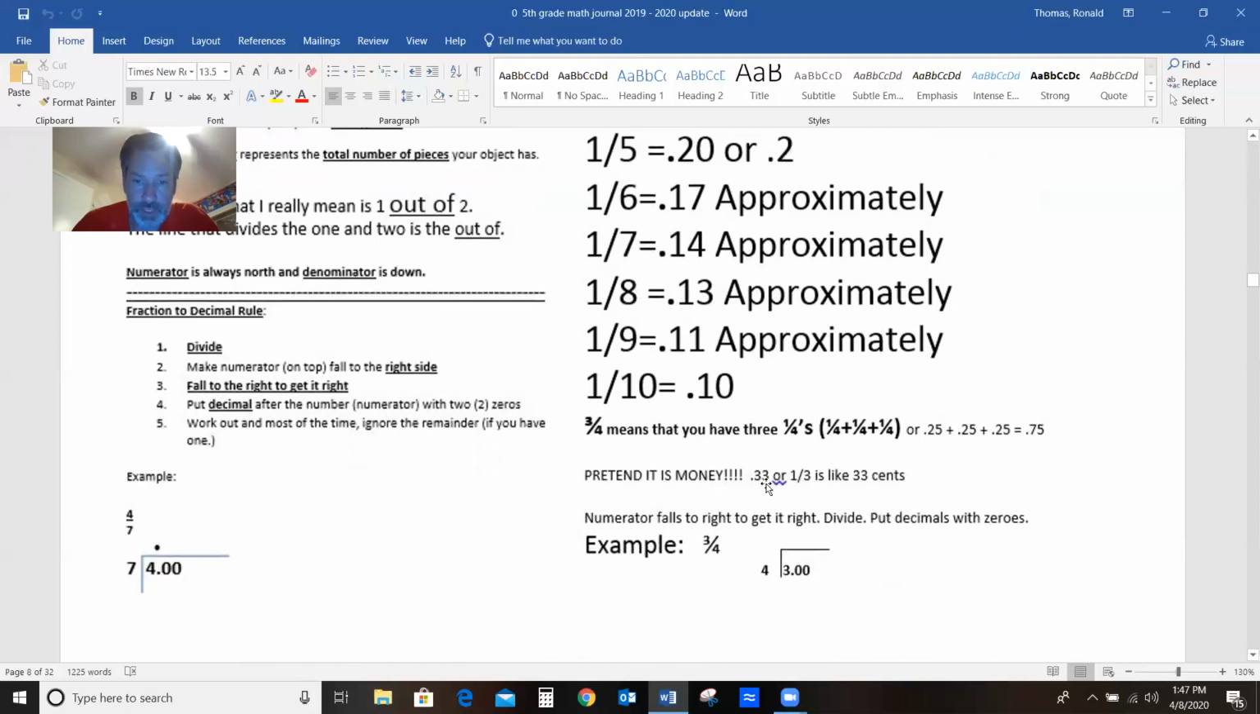Pretend it's money. Decimal 33 or 1/3 is like 33 cents. Numerator falls to the right to get it right. Divide. Put decimals with zeros. Example, 3/4. It's that 75 cents, right? Decimal 75 because it's a quarter, right? A fourth.